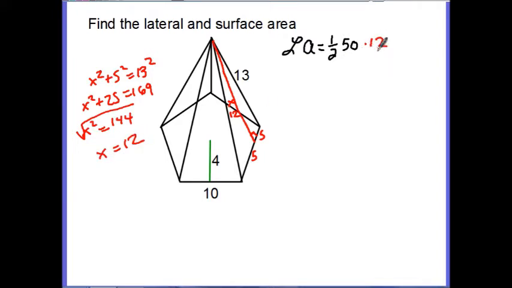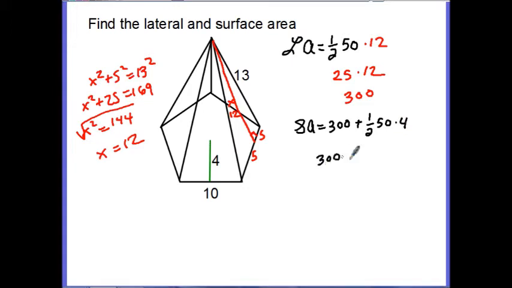So here we go. Half of 50 is going to be 25, and 25 times 12 is going to give me 300. Now my surface area. Surface area takes that lateral area and adds on the area of my base. My base here is a regular polygon. 1/2 the perimeter, which is 50, times the apothem, which I give you, which is 4. So let's go ahead. 300 plus 100 is going to give me 400 for a surface area.